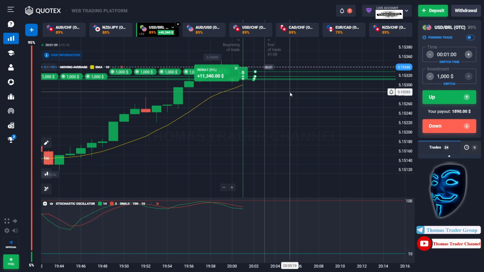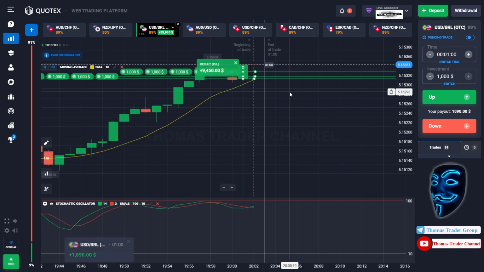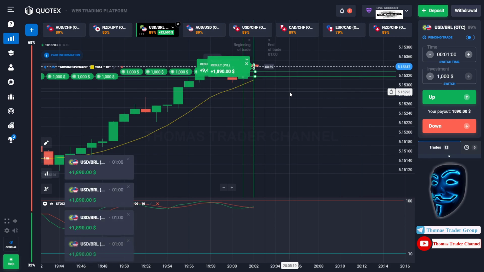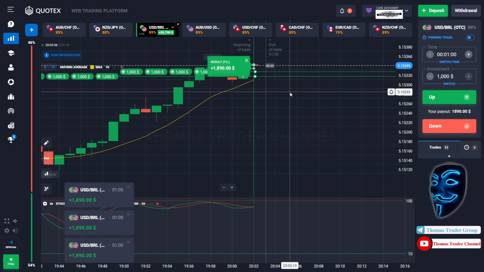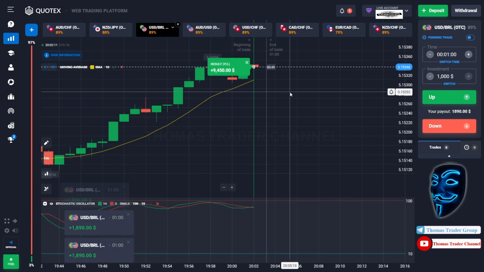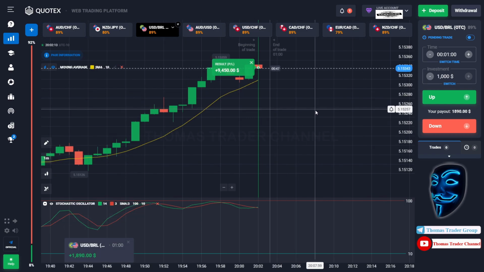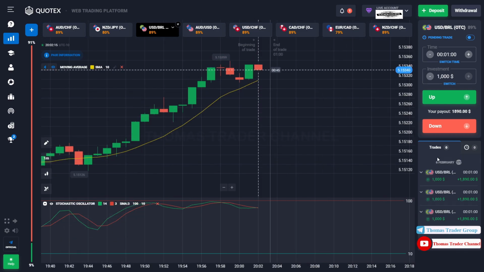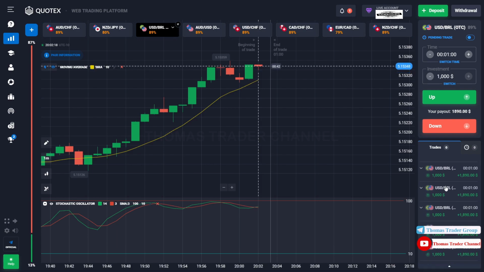And we made a right prediction over here. We made a profit of $120,000 with only $10 investment. And I think that's enough for today. Let's just wait till we collect all of the profit. As you can see over here, we have already made a profit of $120,000 with only $10 investment.